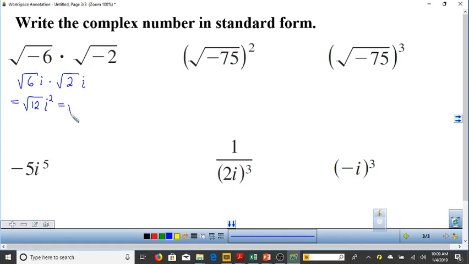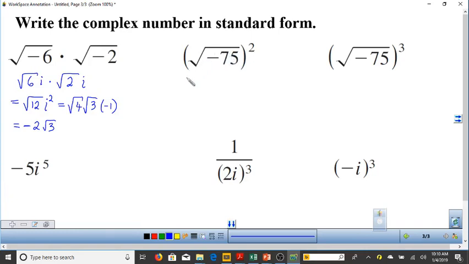Now there are two things going on here. 12 can be written as the square root of 4 multiplied by the square root of 3, and i squared, if you recall, is -1. So when I simplify all of this, I get -2 square root 3, because the square root of 4 is 2. And that is it.